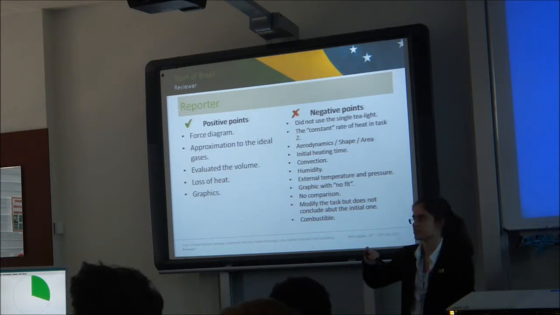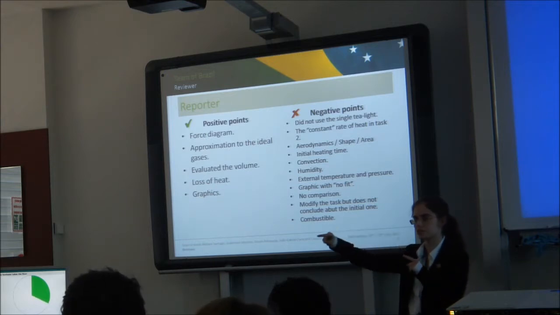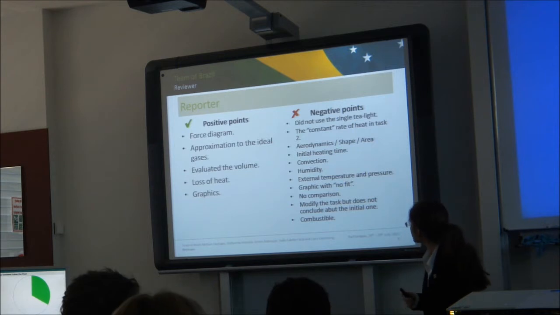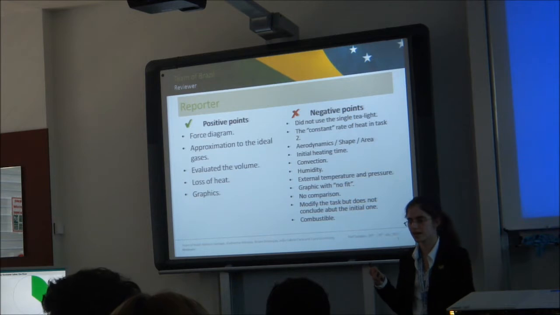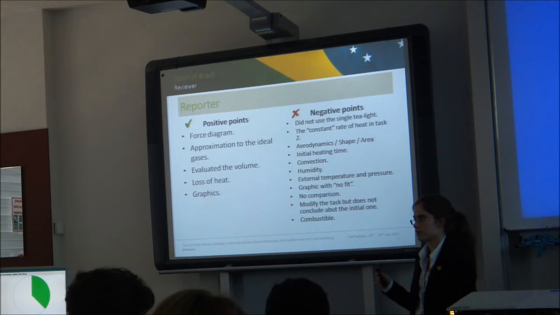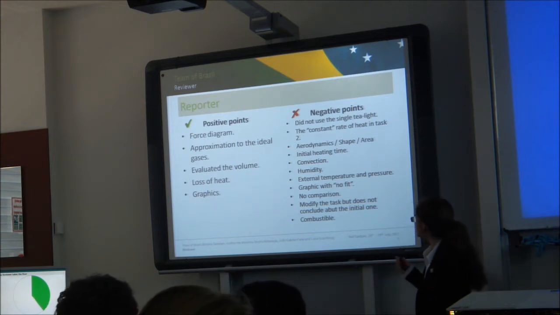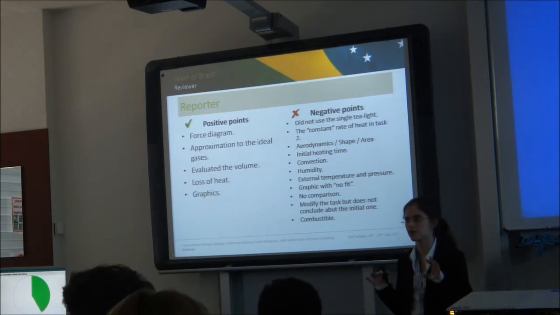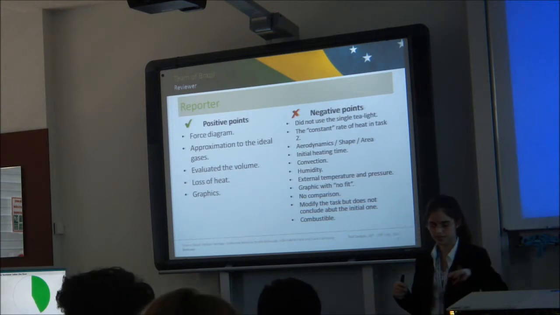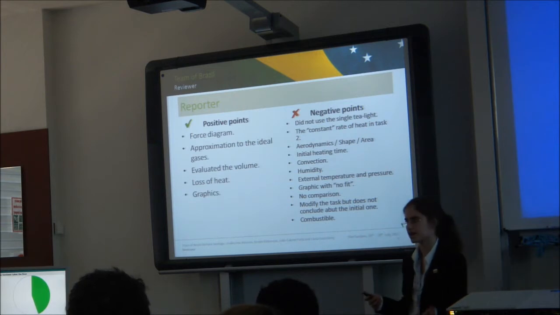Although they said that there was one with no fit, while actually there was a clear tendency of the points to follow. The negative point: they did not use the single T-light, which was really explained in the task of the problem. Use a single T-light, and please make some conclusion about it. The constant rate of heat in the task too: we don't agree that the rate of heating was constant, because the task asks you to consider the initial heating time while the lantern hasn't taken off.